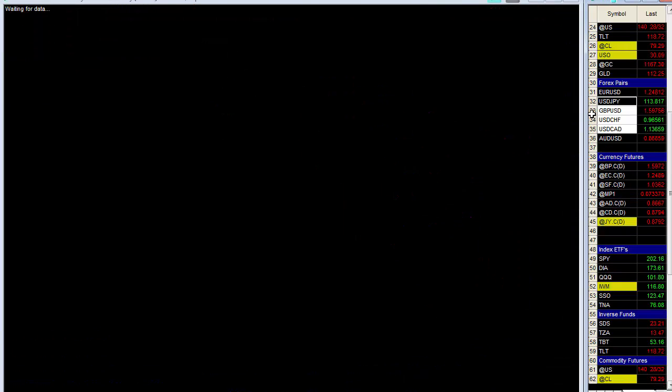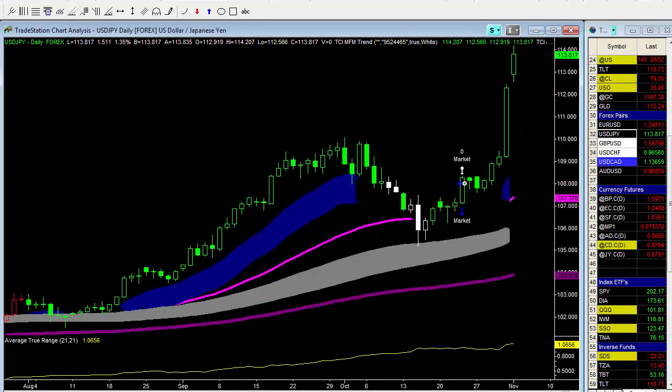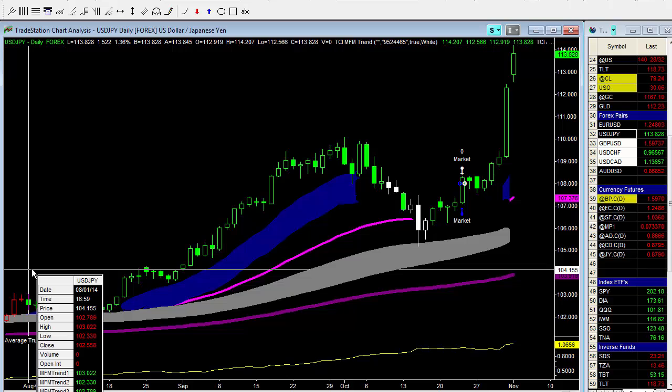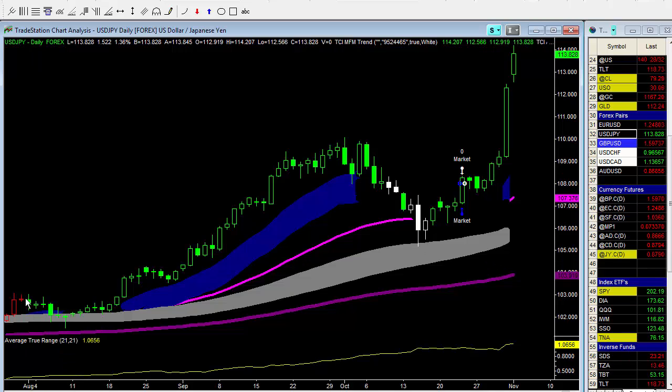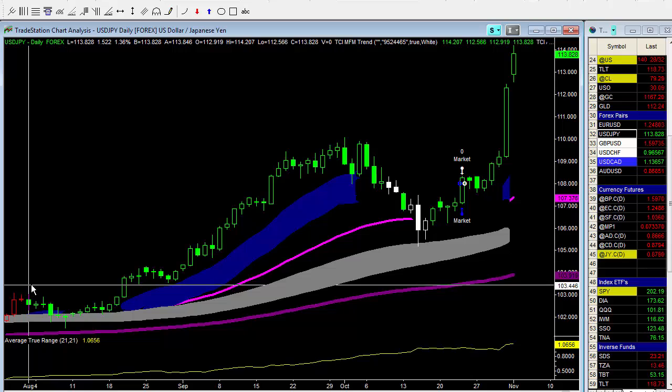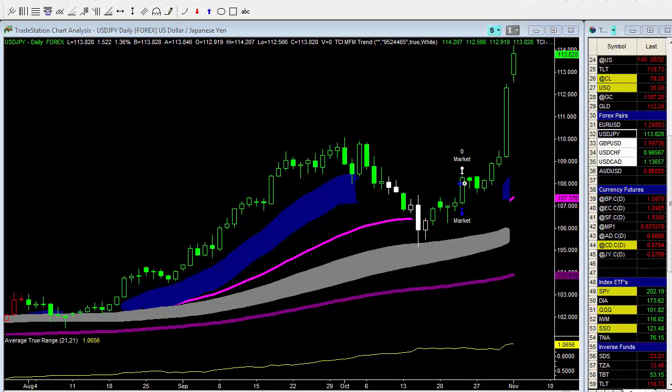Nice shorting opportunities. The second one I want to show you is the US dollar Japanese yen. As you can see over here, the trend changed from down to up right here. Let me give you an exact date: that changed on August 1st, when the bars changed from red to green. Buying as it turned green on that day is fine, or the following day, or wait for a little pullback into support, which is right down in this area.